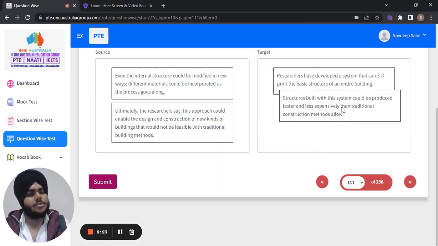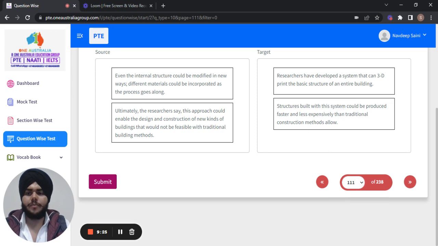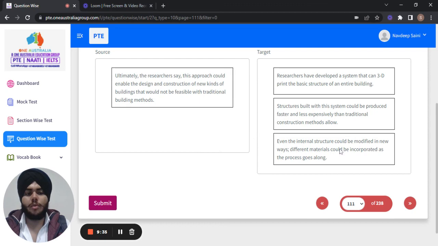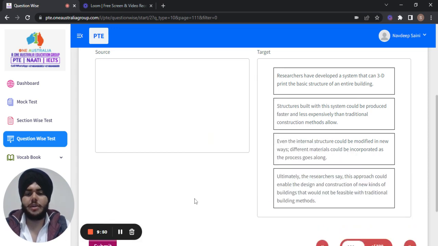After that, straight away we have our second line right away. Now, structures built with this system could be produced faster and less expensively than traditional construction methods allow. Even the internal structure could be modified in new ways. Different materials could be incorporated as the process goes along. Ultimately, the researchers say this approach could enable the design and construction of new kinds of buildings that would not be feasible with the traditional building methods.